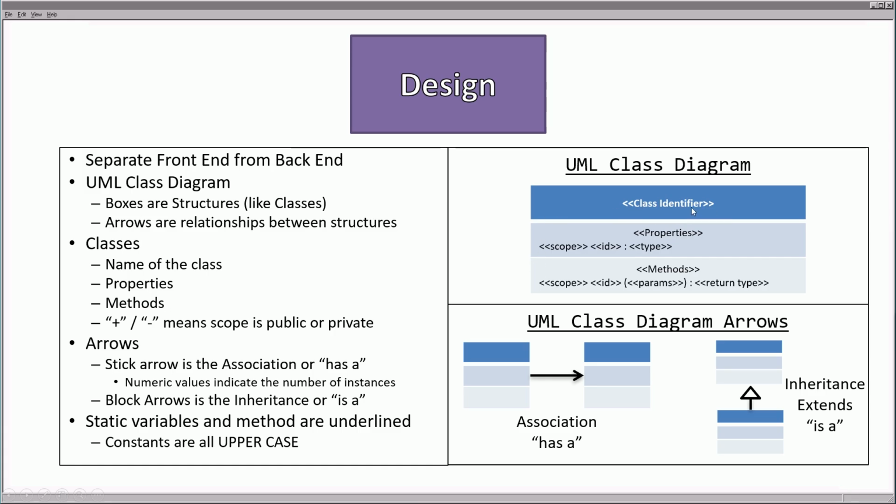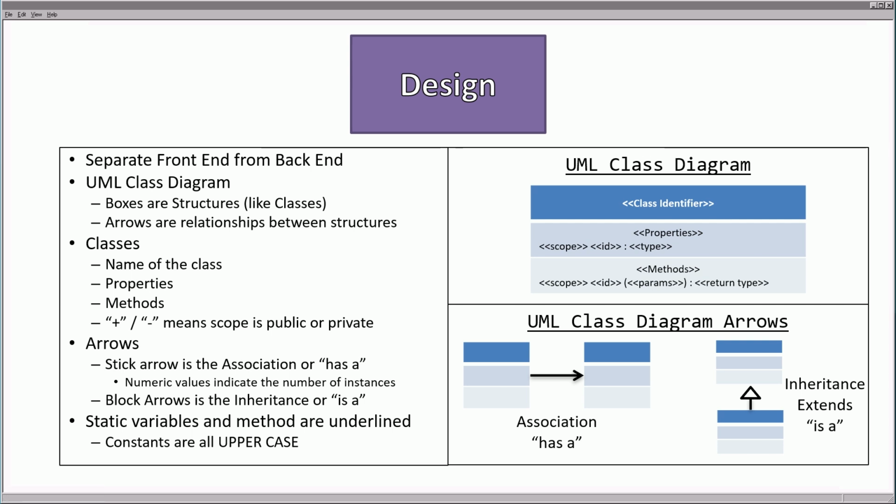The first section is the class identifier, the name of the class. The next section are the properties. So this would contain the instance variables, constants, and anything that is a property of an instance of this class. Finally, the last section are the methods. This indicates the actions in which this object can perform.